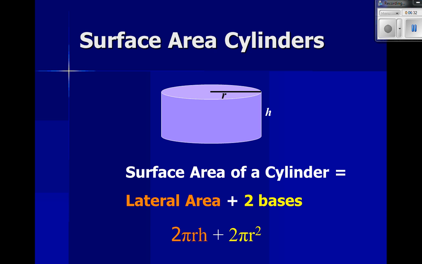So here's your equation for surface area. Surface area is equal to 2 pi r h plus 2 pi r squared. Lateral area plus the two base areas. Okay, so make sure you get that down.